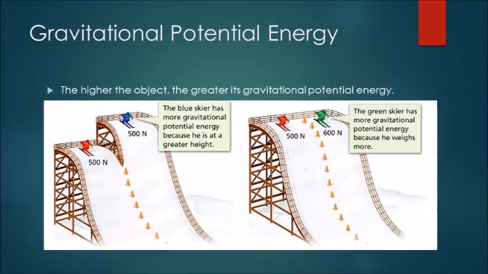On the right side, both of these skiers are at the same height, except the one on the right, the green one, weighs more. He weighs 600 newtons, and the red guy only weighs 500 newtons. And so the green guy has more gravitational potential energy because he has more mass.